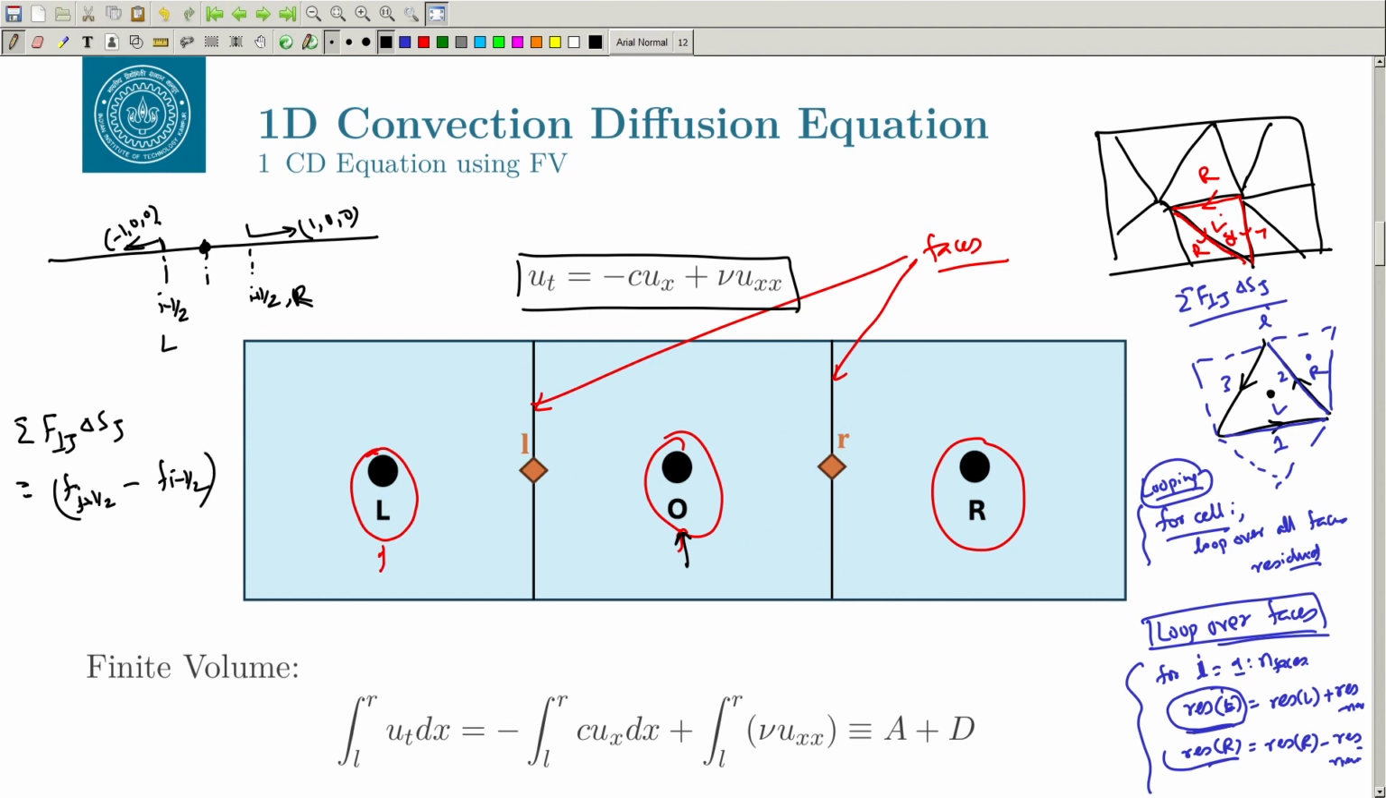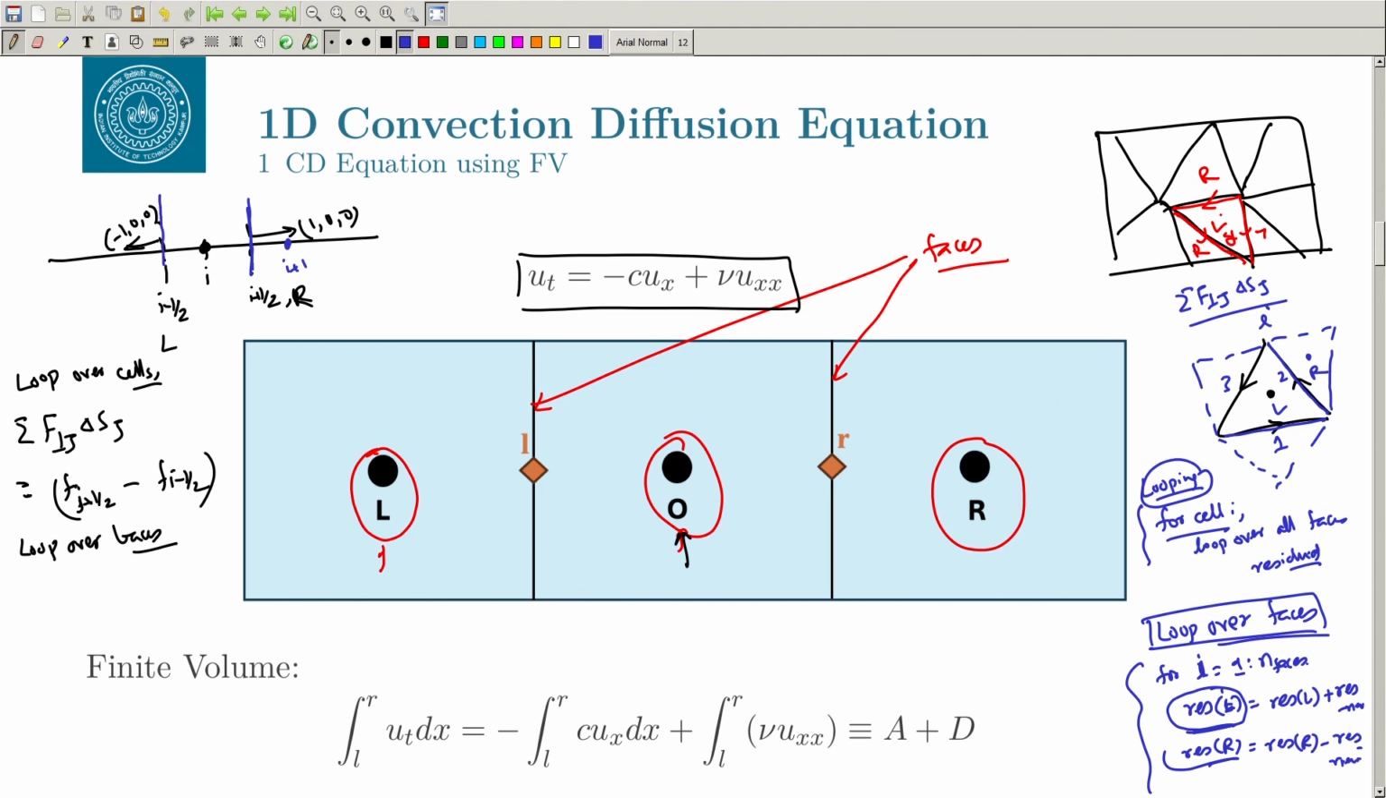So, this is looping over cells, and you will be looping over all the cells from i equal to 1 to i equal to n. Okay. If you do a loop over faces, then what will happen is, let us say you go to this face, and then you have another cell on the right which is i plus 1.